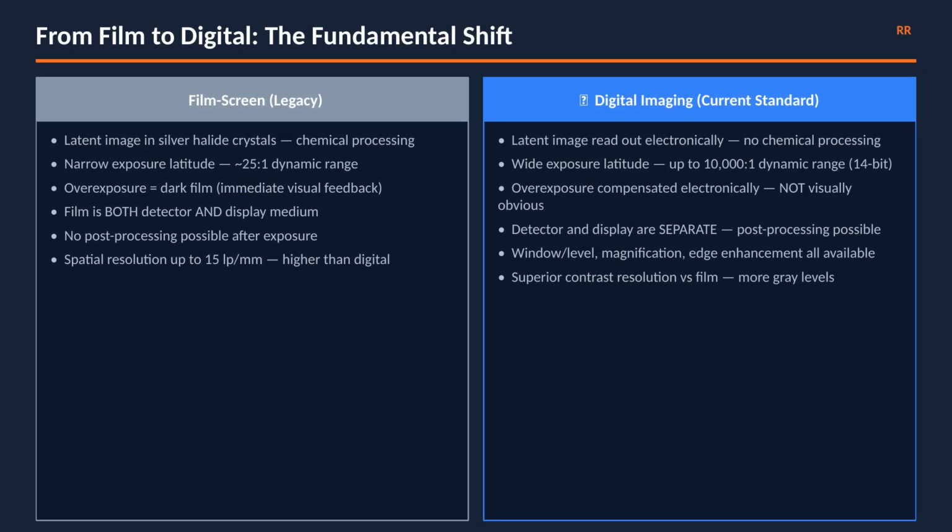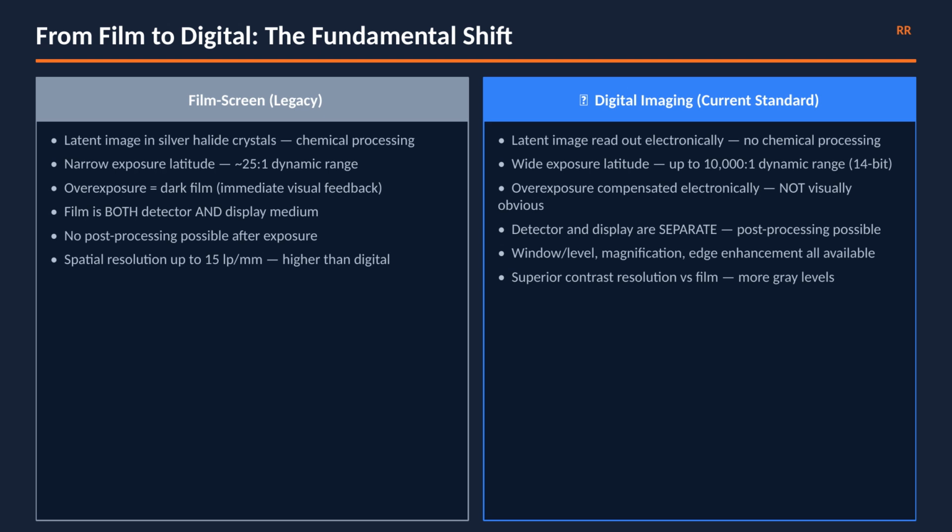6 things changed when imaging moved from film to digital. Processing, film required chemical developer, fixer, wash, dry, taking minutes per image. Digital systems produce an image in seconds with no chemistry. Dynamic range, film had a dynamic range of approximately 25:1. A 14-bit digital system captures more than 16,000 shades of gray, a dynamic range of more than 10,000:1. This is the source of digital imaging's superior contrast resolution.